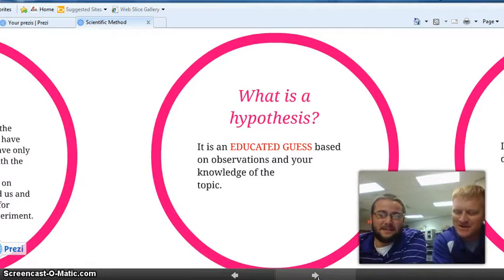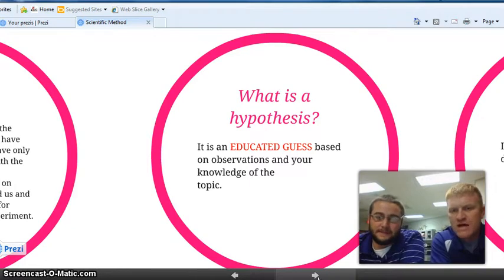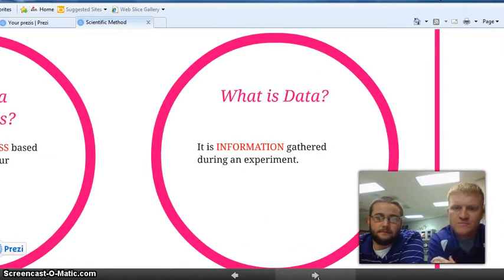What is a hypothesis? Hopefully you've talked about this in 6th grade before, but it's an educated guess based on observations and your knowledge of the topic. It might help you to make a little note that it's written as an if-then statement, and that'll help you on future assignments. So what is data? That's the information. It comes in a lot of different ways. Sometimes it's just pictures, sometimes it's numbers, but that is the information that is gathered during an experiment.